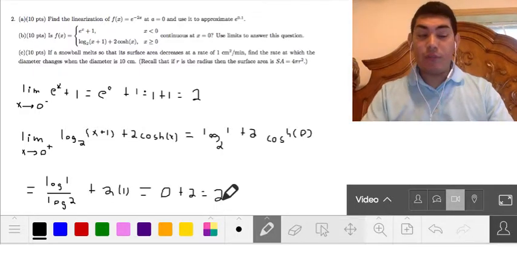Therefore, the function is continuous at x equals 0. So that is the way to solve that problem.